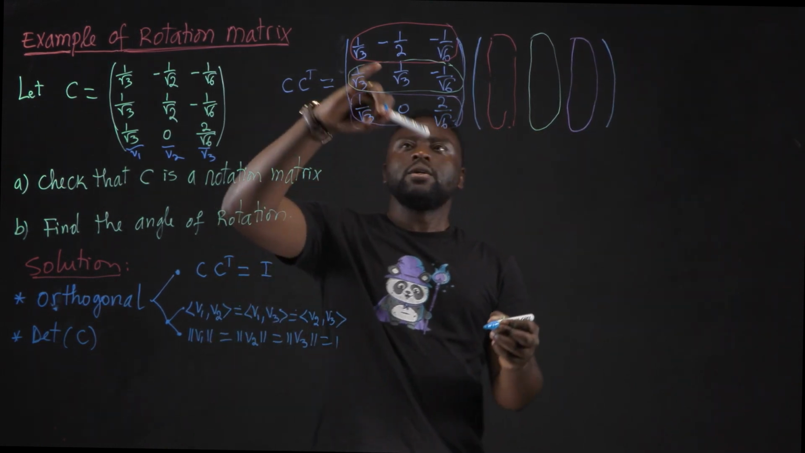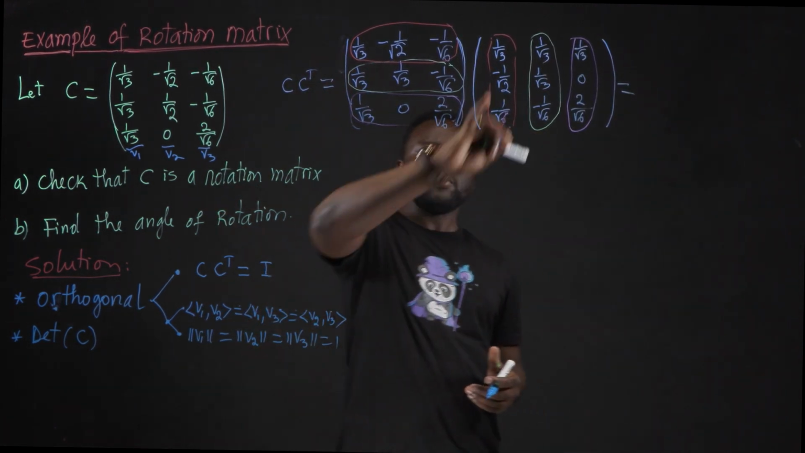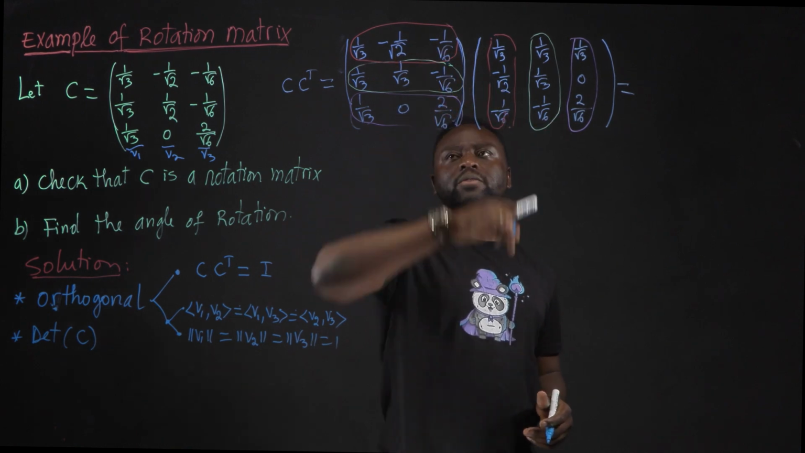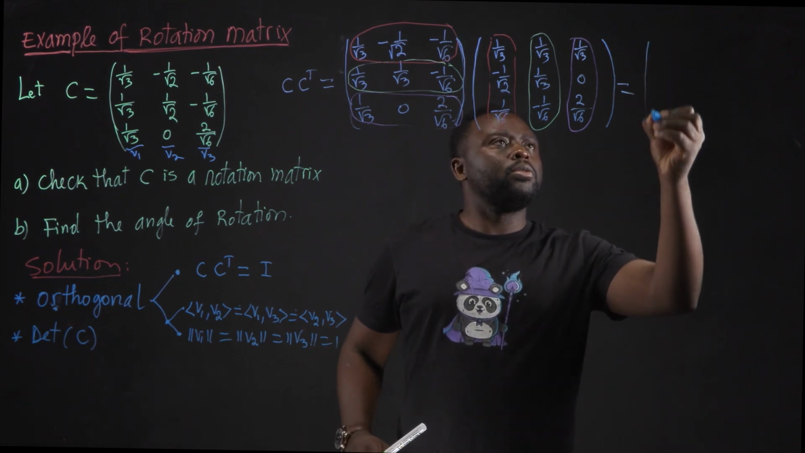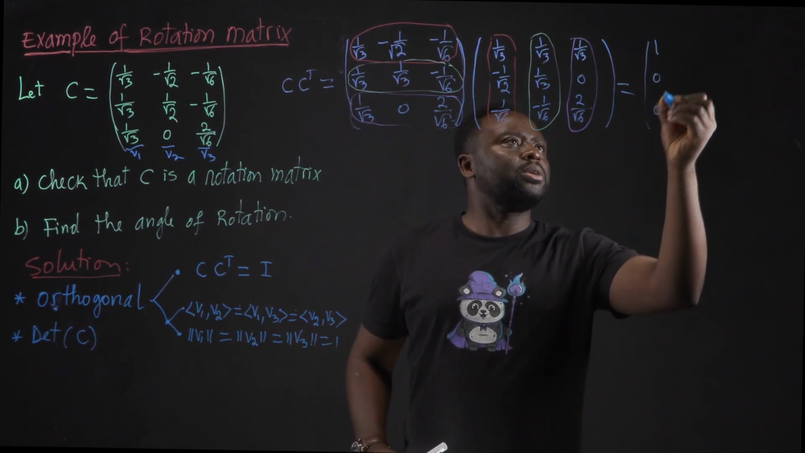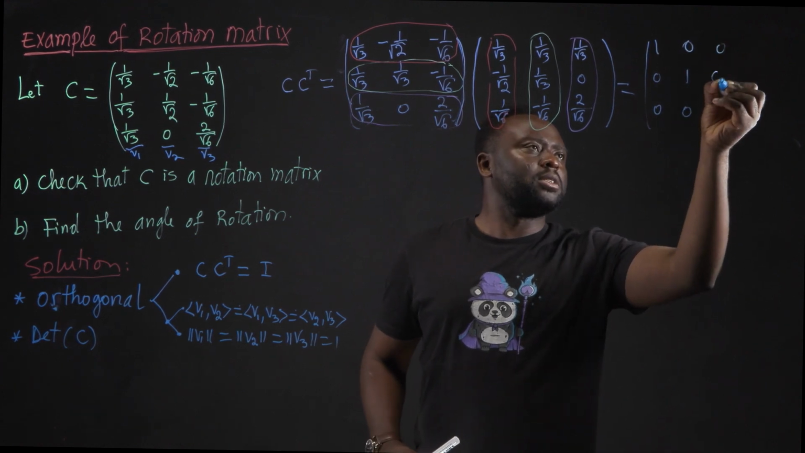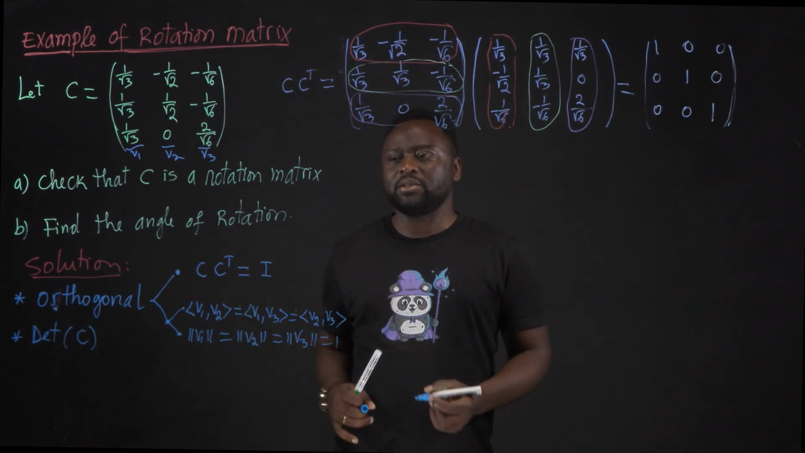All right, this means if you multiply this, you choose to start with this first column here, you multiply the first row. If you rearrange this, you obtain 1, 0, 0, 0, 1, 0, 0, 0, 1. Okay? So this is the first option.